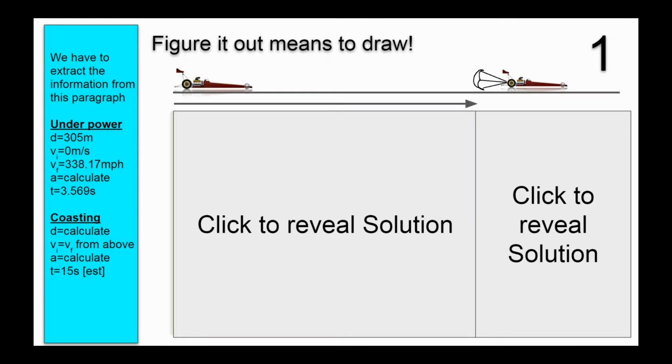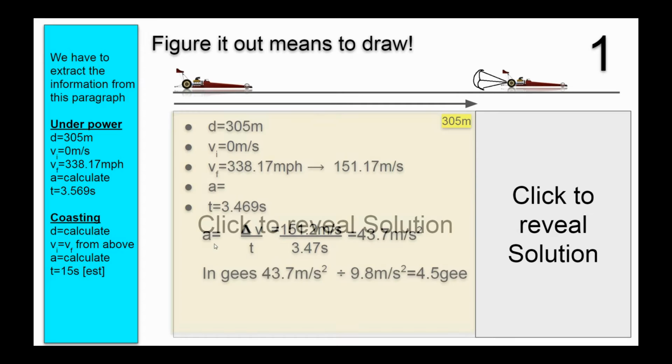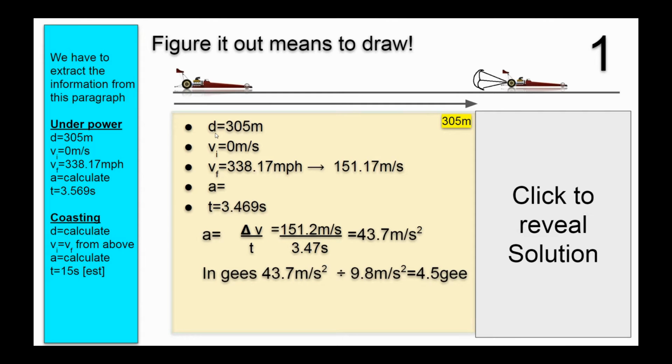Let's take a look at the solution for the acceleration phase. We have been given a distance, a starting and final speed. We need to calculate the acceleration, and we know the time to when she completed the race. Using these calculations, I can work out that the acceleration of the vehicle was about 4.5 Gs.